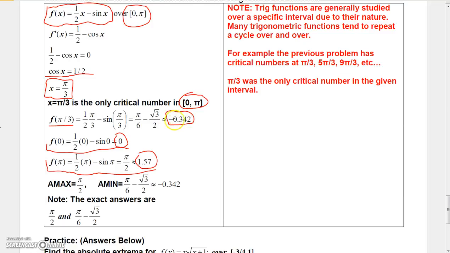So which one of those is the largest? Okay, so 1.57 is the largest. So the absolute maximum is pi over 2. Now the smallest of those three values was this value, pi over 6 minus square root of 3 over 2. Now that's the exact value, but the approximation is negative 0.342. That's the absolute minimum of that function.